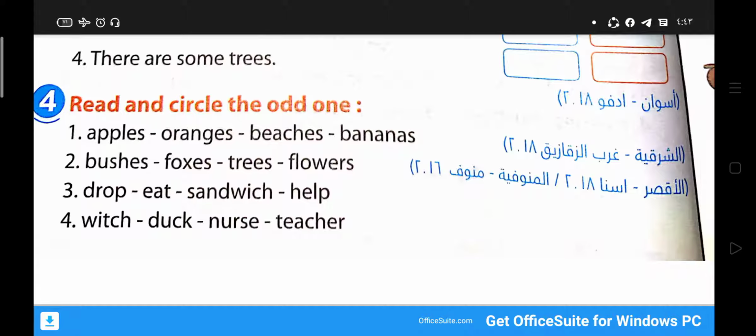The last question. Read and circle the odd one. Number 1. Apples, oranges, peaches, bananas. Which one is odd? Peaches. Number 2. Bushes, foxes, trees, flowers. The odd one is foxes.